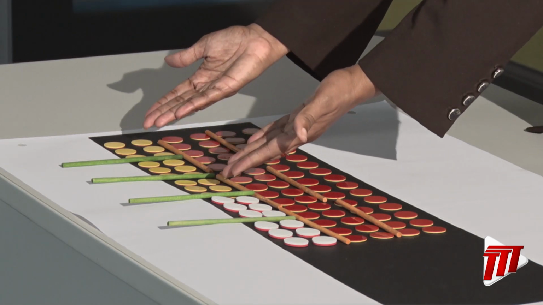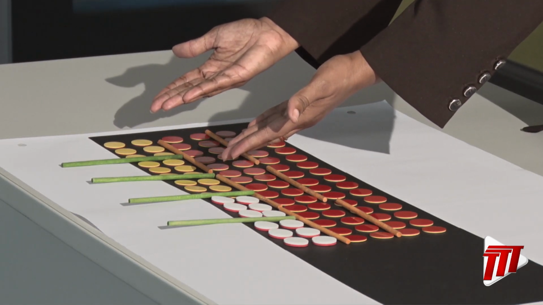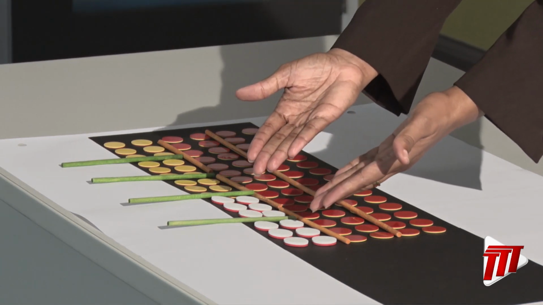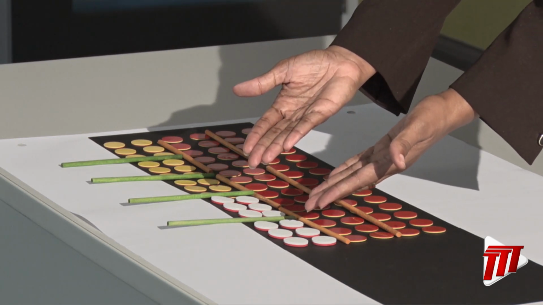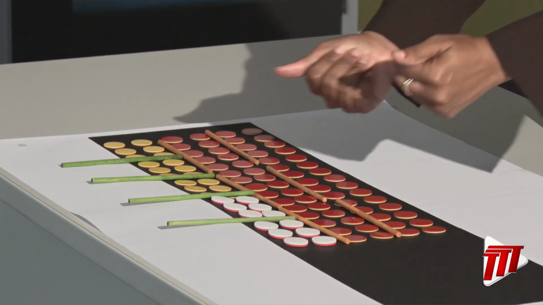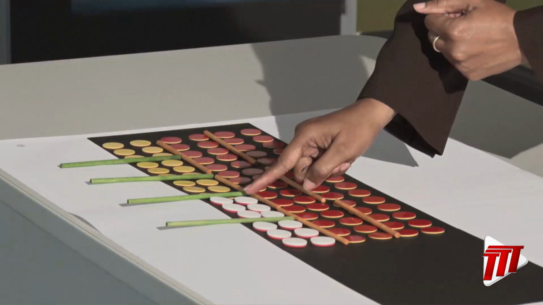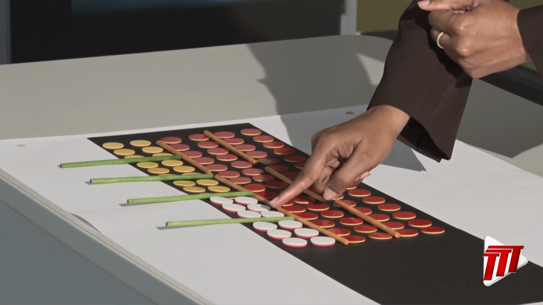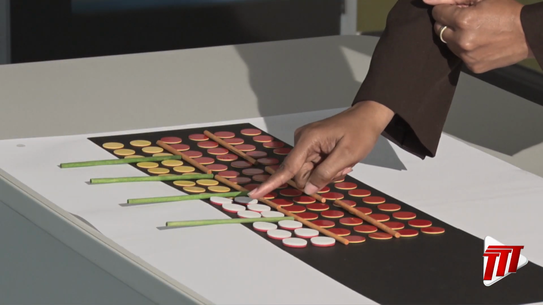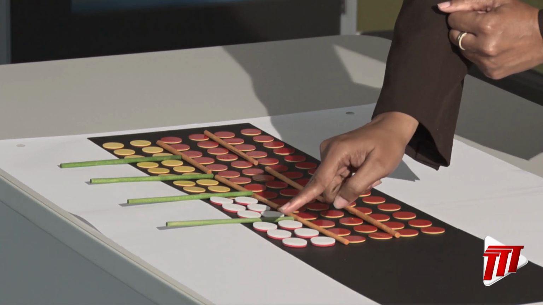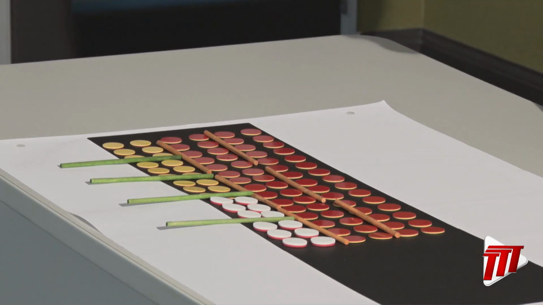If these are the bottles which were stored in the kitchen cupboard, then these must be the bottles which were left on the kitchen counter. Let's count how many bottles were left. 1, 2, 3, 4, 5, 6, 7, 8, 9, 10, 11, 12. 12 bottles were left on the kitchen counter.